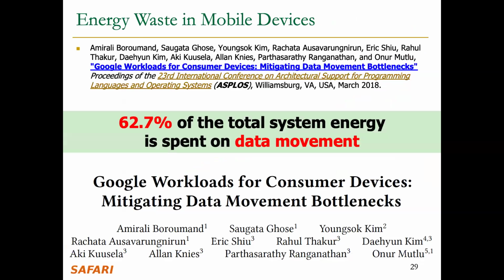Okay, so hopefully I made my point clear. We did a lot of work with Google. In my prior sabbatical, I spent some time at Google. And we found out that on important mobile workloads, a general set of workloads, more than 60% of the total system energy is spent on data movement. I'm going to talk about this paper later on if we have time. And this is an average use case. If you go to more data-intensive workloads, that number shoots up to 90%, 95%.